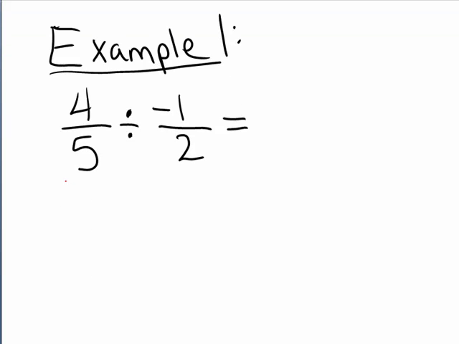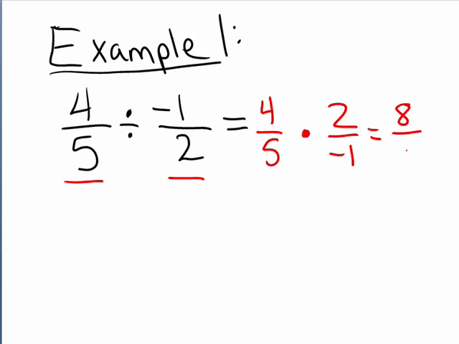Example 1, I'm dividing 4/5 divided by -1/2. I do a keep, change, flip. So 4/5 stays the same, division changes to multiplication, and I flip -1/2 over to become 2 over -1. Now I multiply across the numerator to get 8, multiply across the denominator to get negative 5. And we generally don't leave our negative in the denominator. I would write it as the fraction negative 8/5.